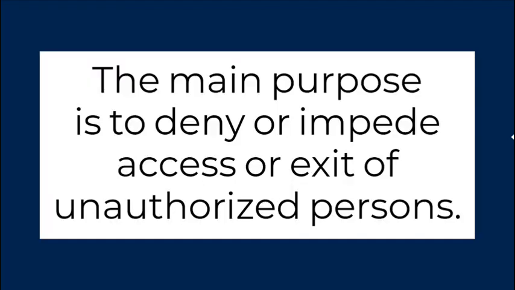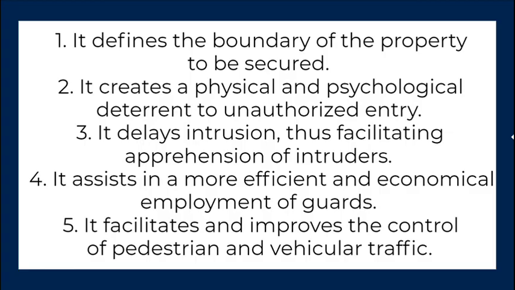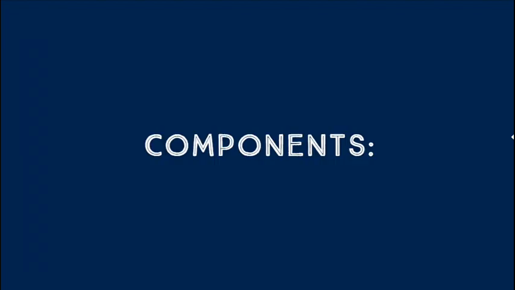Perimeter barrier. The main purpose is to deny or impede access or exit of unauthorized persons. Other purposes: 1. It defines the boundary of the property to be secured. 2. It creates a physical and psychological deterrent to unauthorized entry. 3. It delays intrusion, thus facilitating apprehension of intruders. 4. It assists in a more efficient and economical employment of guards. 5. It facilitates and improves the control of pedestrian and vehicular traffic.